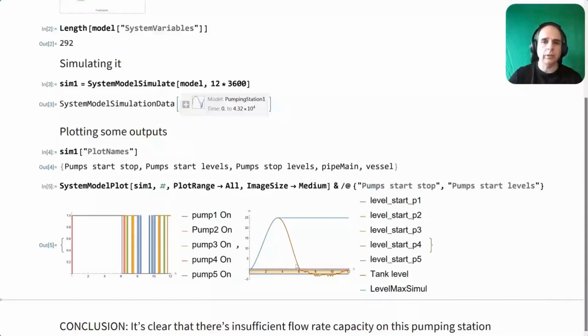And we can clearly see that the pumps' capacity is insufficient because the level goes from more or less 0 up to 25 meters in height. Well, of course, a typical tank would have overflown, yes. And so we could say that this pumping station doesn't have enough capacity.